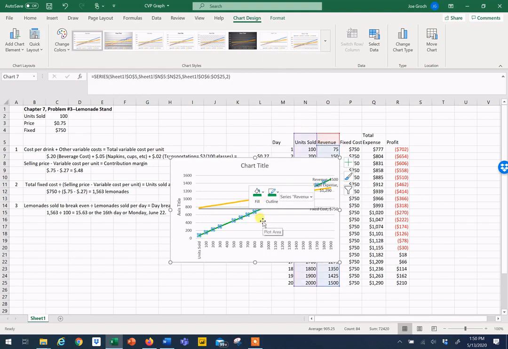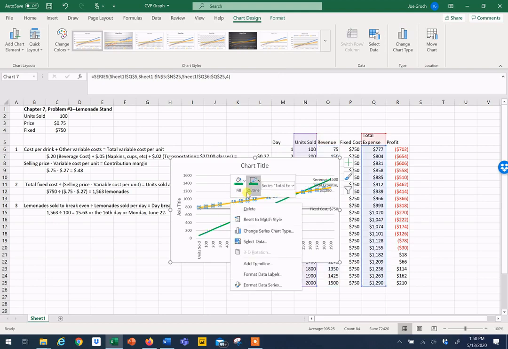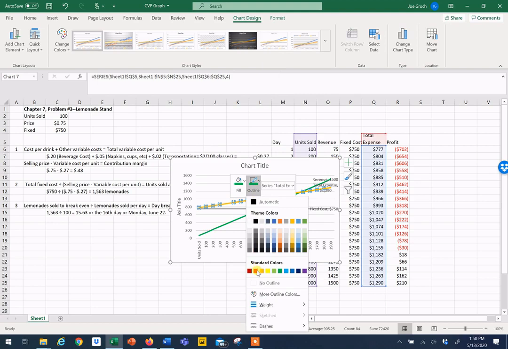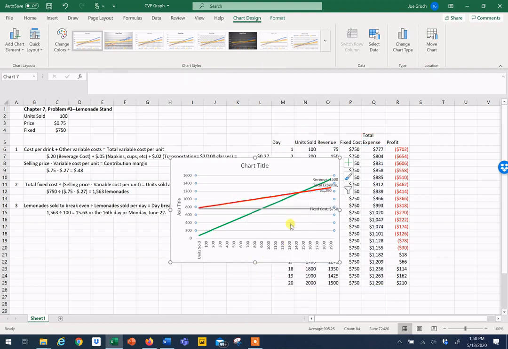We can leave the others the way that they are. Let's just maybe move this one and change that to red because that's our expenses there. So total costs right there. So we want to do that. And now you can see here that we've got our total revenues and fixed and total costs. We can see where our break-even point is.